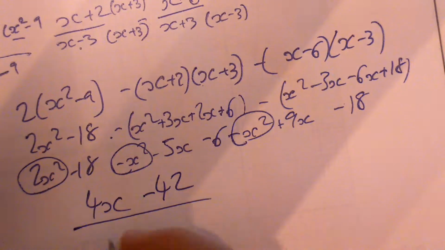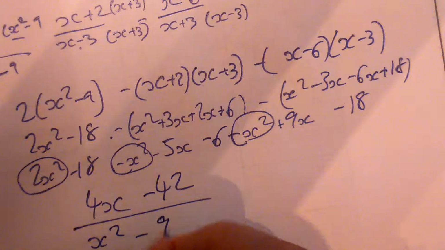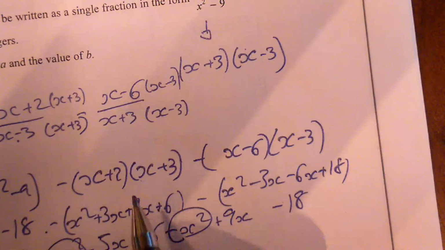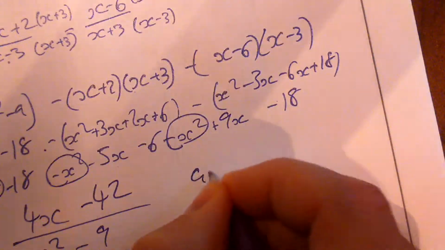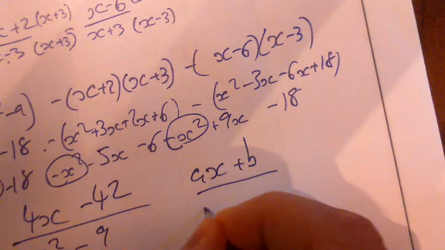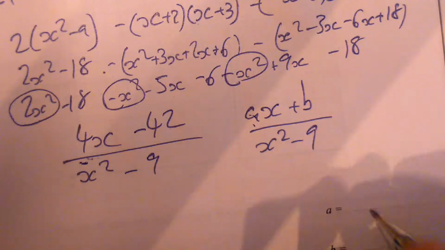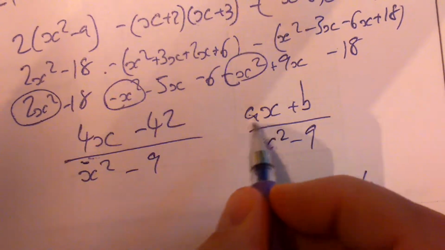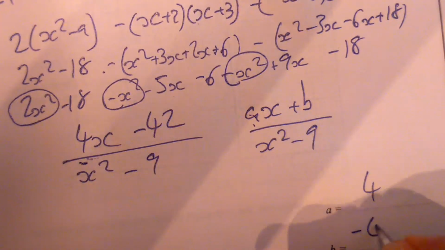So that's my numerator. And let's not forget our denominator is x squared minus 9, because we did that earlier. I'm going to write (ax plus b) over (x squared minus 9). From here, it's a little bit easier to look. a must be 4, not 4x, a must be 4, and b must be negative 42.